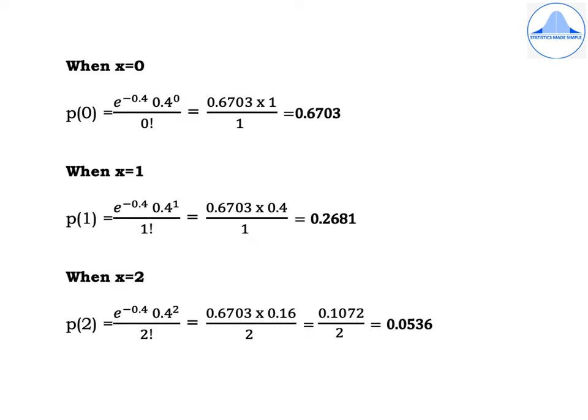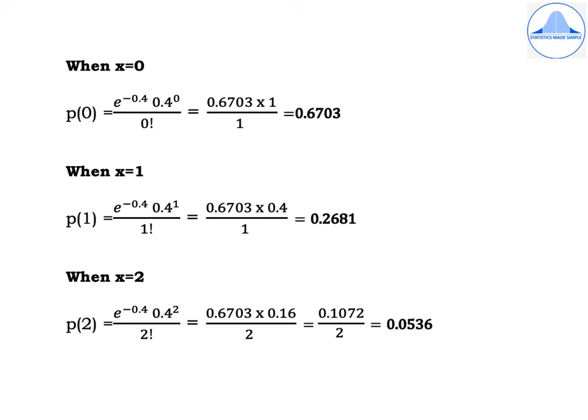In the theoretical frequencies or the expected frequencies, let us now find out the probabilities for different values of x. So when x is equal to 0, in the PMF, put x as 0. So you get P of 0 is e to the power minus 0.4, 0.4 to the power 0 by 0 factorial, which is equal to 0.6703 into 1 by 1, which gives 0.6703. Similarly, when x is equal to 1, P of 1 is equal to e to the power minus 0.4, 0.4 to the power 1 by 1 factorial, which is equal to 0.6703 into 0.4 divided by 1, which is equal to 0.2681.